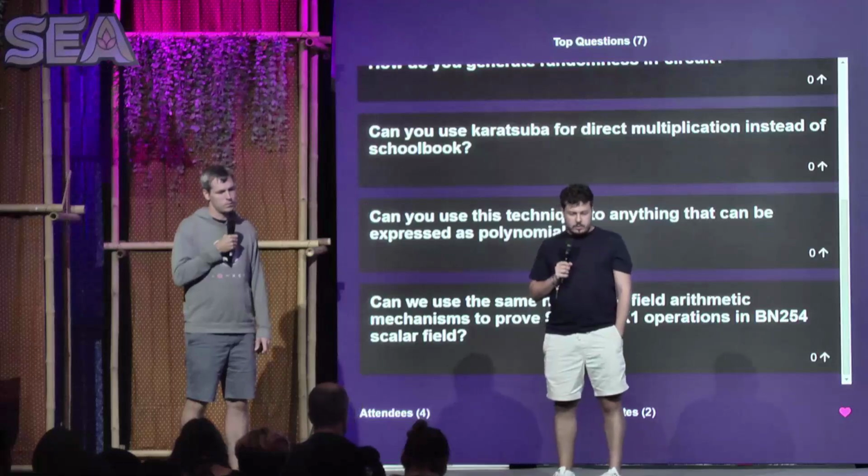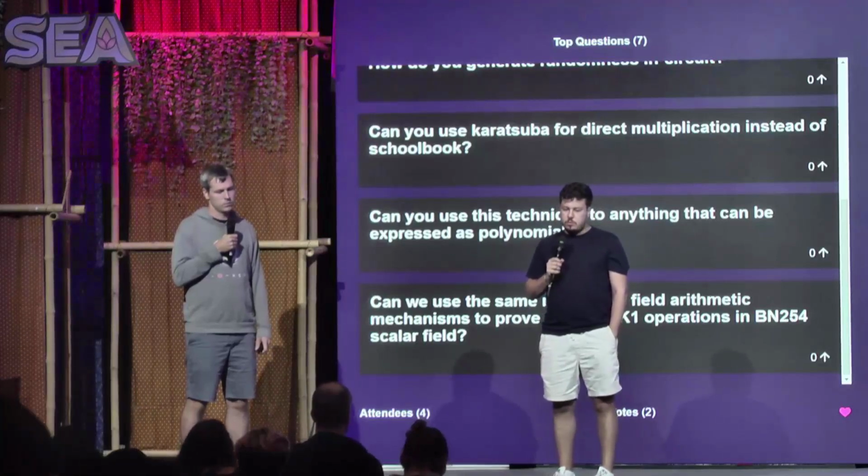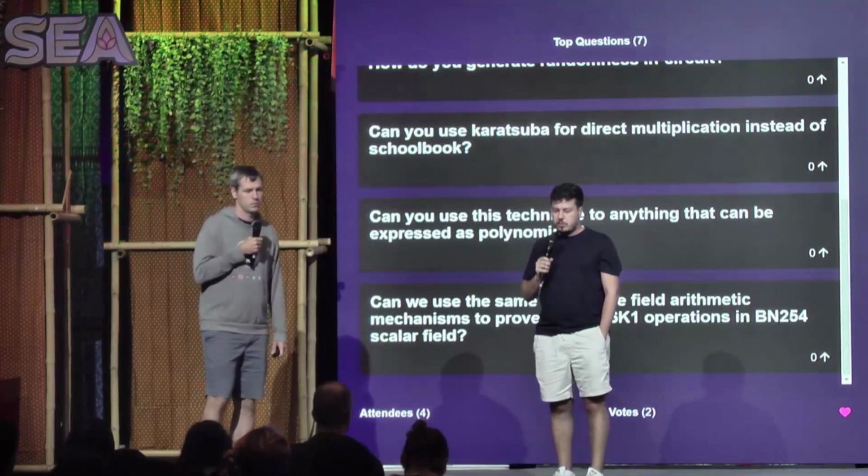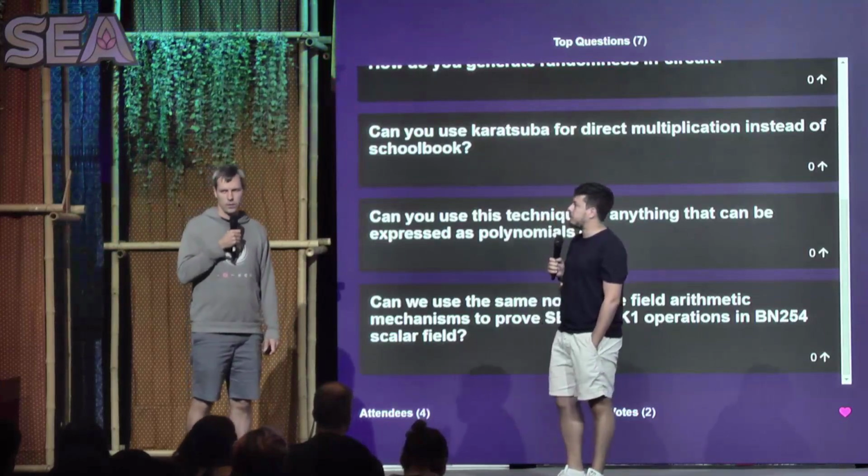And we have one final question. It says, can we use the same non-native field arithmetic mechanisms to prove SECP256K1 operations in the BN254 scalar field? Yes, we can. We prove SECP in BLS12-377. On Linea again, we also have to prove the ECDSA precompiles, and so yeah, we can do it fairly efficiently, I would say. Because all of the techniques we use are very generic, we can choose the field we emulate and the field we work in. So everything's generic, and it will work very well.